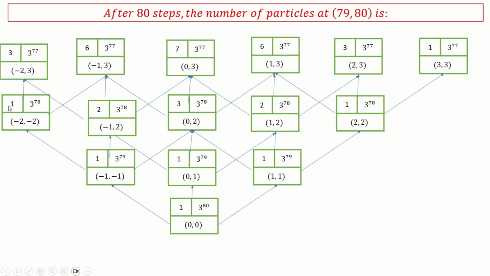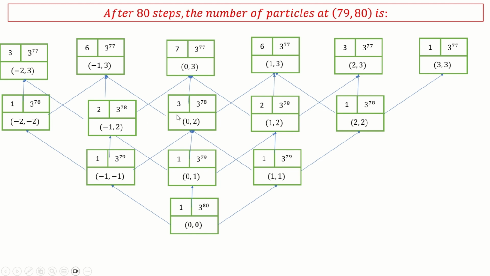You get 1 times 3 to the power of 77 from here and 2 times 3 to the power of 77 from here. So total will become 3. Similarly, here it will become 1 plus 2 plus 3, which is 6. It's like a Pascal triangle, but summing up 3 above. And based on the level, it is 3 to the power of 77.